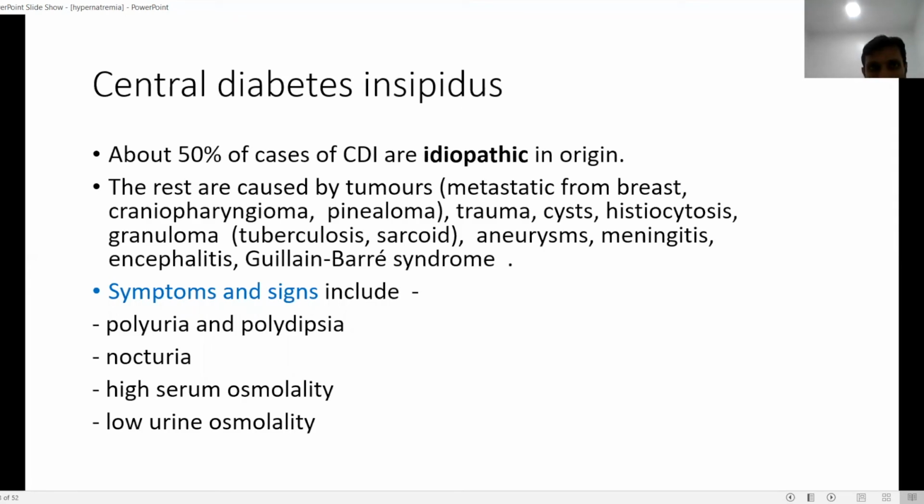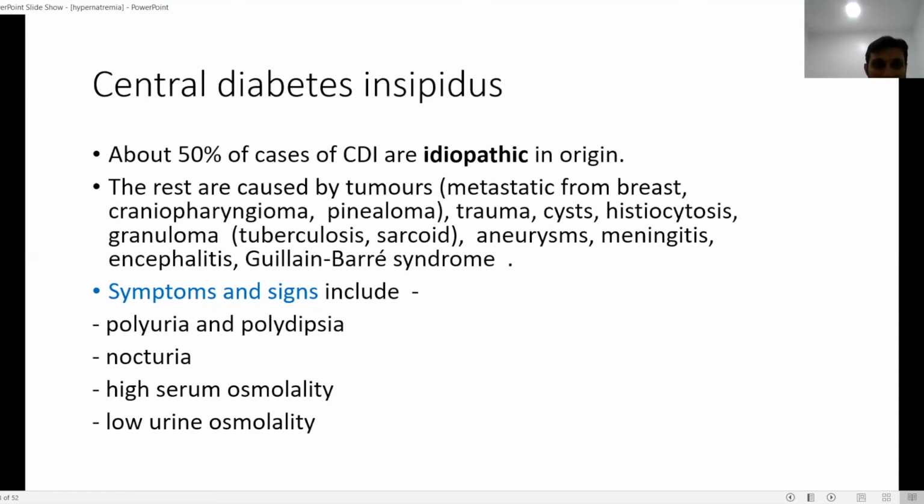In isovolemic hypernatremia, the major disease is diabetes insipidus. Definitely, we should know something about the types of diabetes insipidus and the treatment options. One is central diabetes insipidus. About 50% of cases of central diabetes insipidus are idiopathic in origin. The rest are caused by tumors like metastasis from brain, breast, craniopharyngioma, pinealoma, some trauma, cyst, granulomas like TB, and aneurysms, which will also cause central diabetes insipidus.